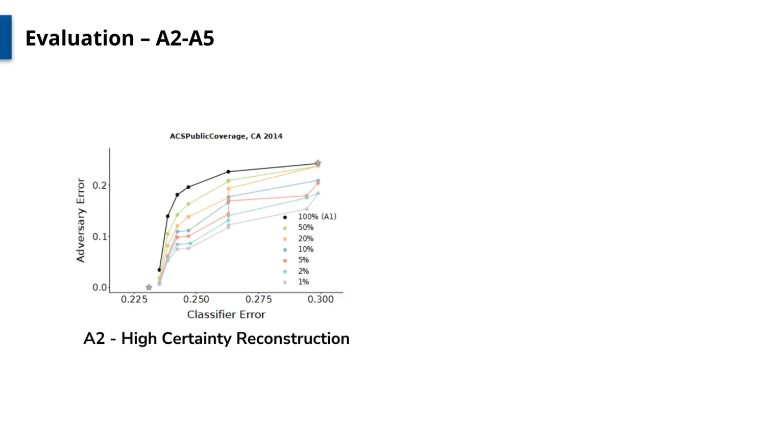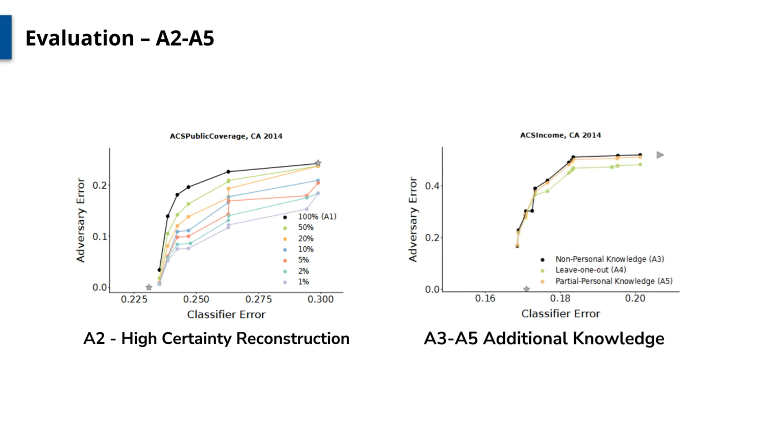Moving to the A2 adversary that focuses on high certainty reconstruction, we can observe that in practice adversaries can actually make noticeably more accurate predictions on individuals where they are more certain in their predictions. For our additional knowledge adversaries A3 to A5, we find that while such knowledge helps, across all our datasets, minimization helps noticeably even in the case where all but one personal attribute is known to the adversary.